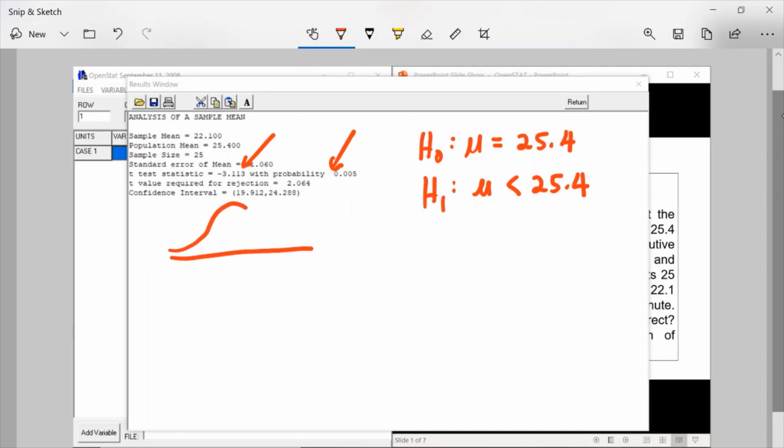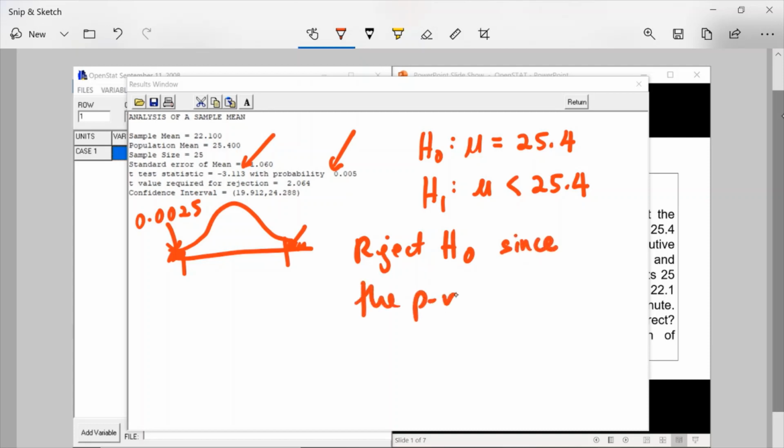Now the p-value is a two-sided type of p-value. Since the total area is 0.005, the p-value we are looking at is on the left side, which is half of 0.005, which gives you 0.0025. So here you can reject H naught, since the p-value is smaller than alpha, which is 0.1.